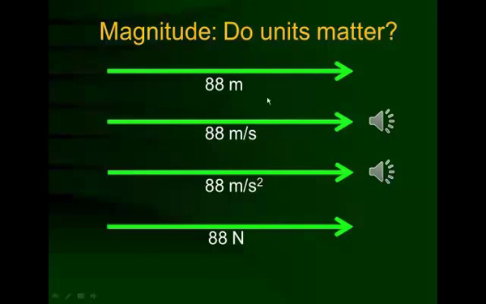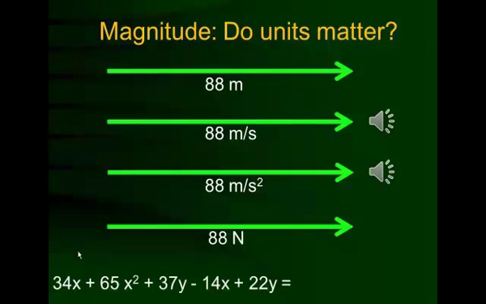The only thing they have in common is that they're in the same direction. Now, vector quantities that have different units cannot just be added together or subtracted from each other, and this should agree with what you remember about the rules of algebra. Here I give you an example.